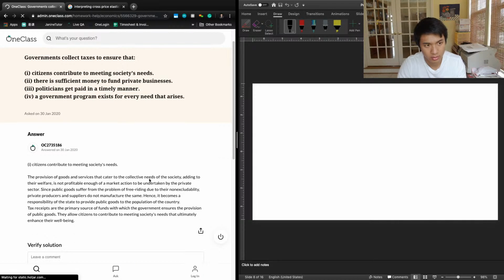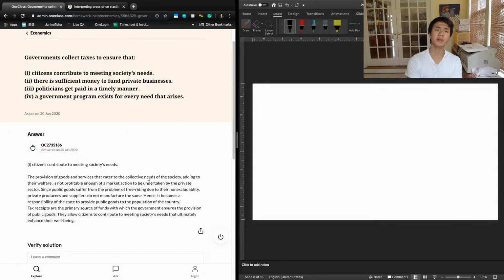Next question says, government collects taxes to ensure that 1, citizens contribute to meeting society's needs. 2, there's sufficient money to fund private businesses. 3, politicians get paid in a timely manner. And 4, a government program exists for every need that arises. So again, not really sure if this is economics, maybe more so government or civics, but I'd say 1 is the best answer here, that citizens contribute to meeting society's needs.